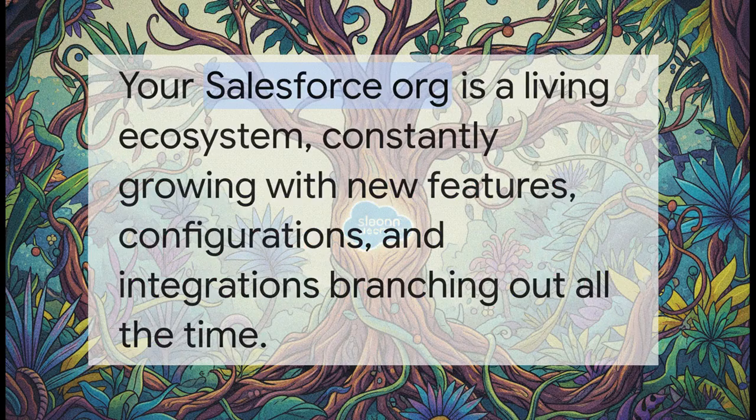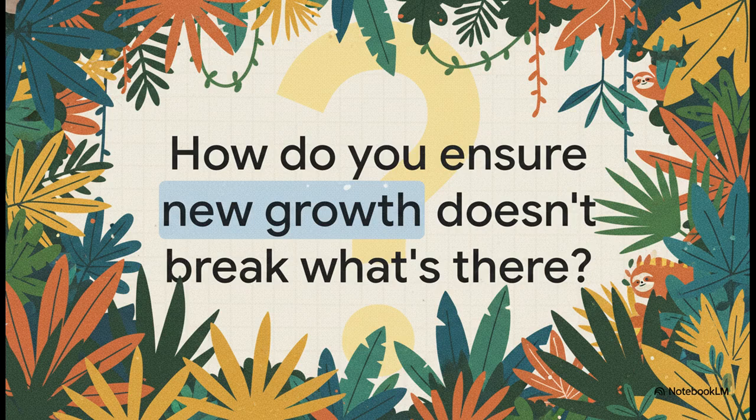All right, let's kick things off with a pretty cool idea. Think about your Salesforce org for a second. It's not some static, unchanging machine, right? It's a living ecosystem, a vibrant, complex jungle, constantly growing. You've got new features, new configs, new integrations branching out all over the place. And that, right there, is the big challenge. In a jungle like that, with new stuff sprouting up all the time, how in the world do you make sure that all this new growth doesn't end up choking out the important pathways that keep the whole thing running?